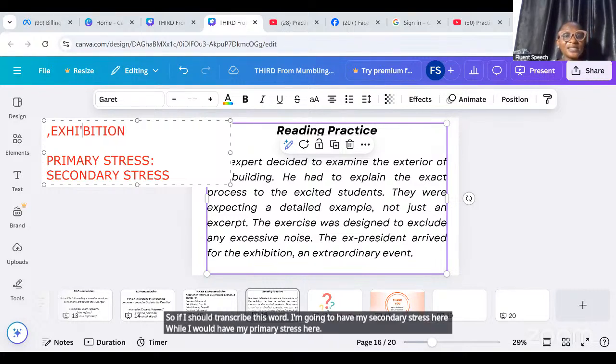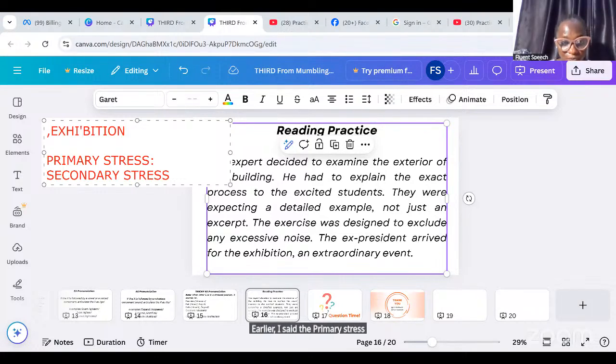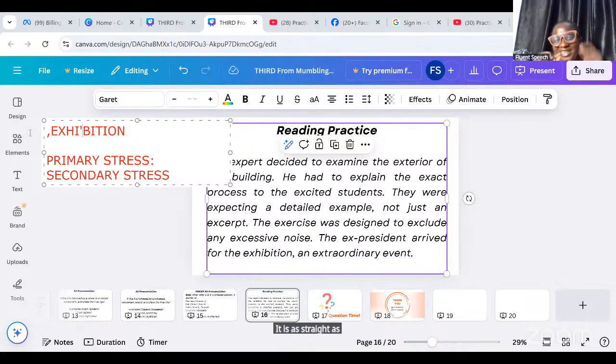Earlier, I said the primary stress looks like an apostrophe. That is the apostrophe before the BI. Now, the secondary stress looks like an apostrophe down. It is not a comma. It is as straight as an apostrophe, but it is down.